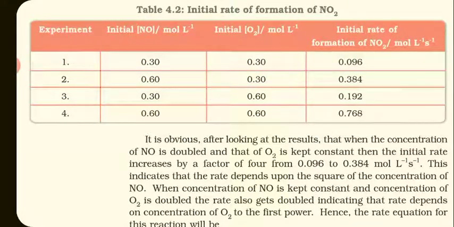The initial rate of formation of NO2, nitrogen monoxide in mole per liter, oxygen gas also taken in mole per liter. So the initial rate of formation of NO2 is in mole per liter per second. We take 0.30 mole per liter of nitrogen monoxide and the same amount of oxygen gas, so we are getting 0.096 and so on.